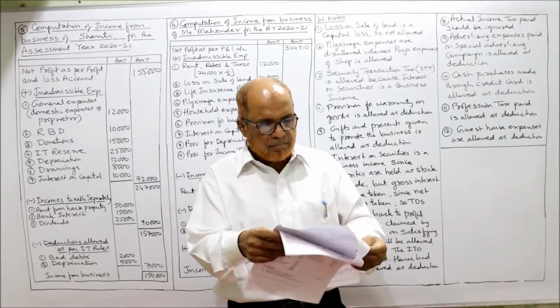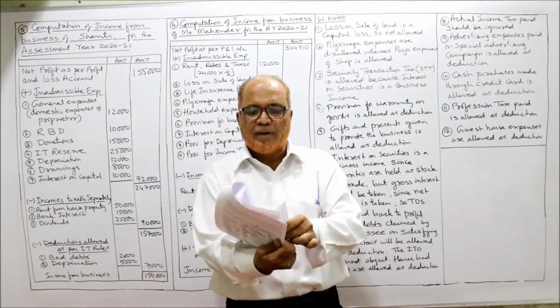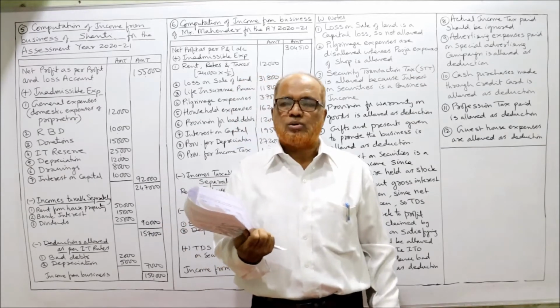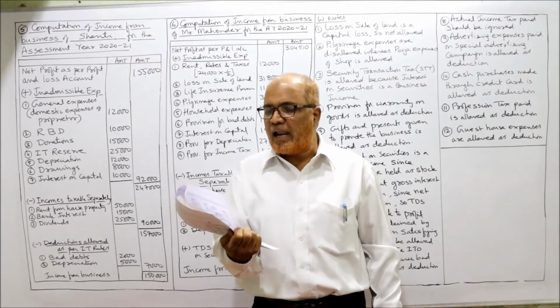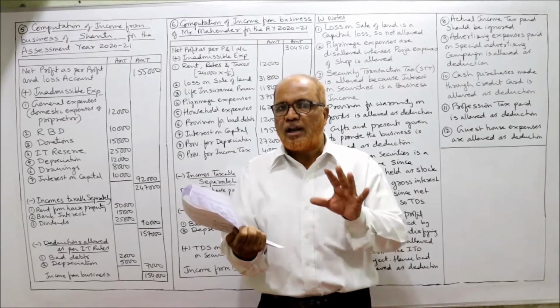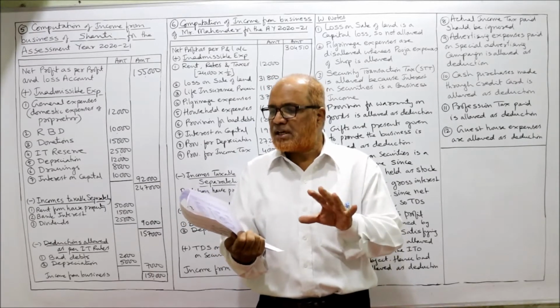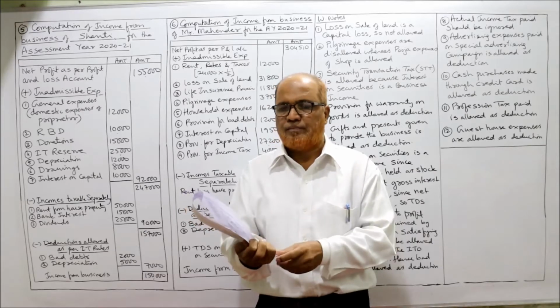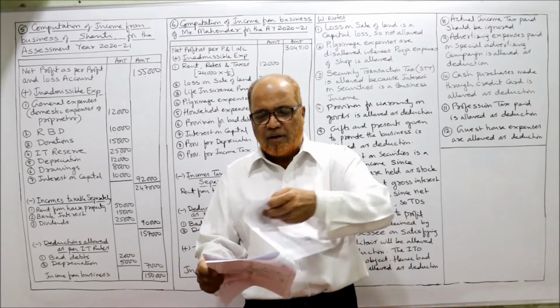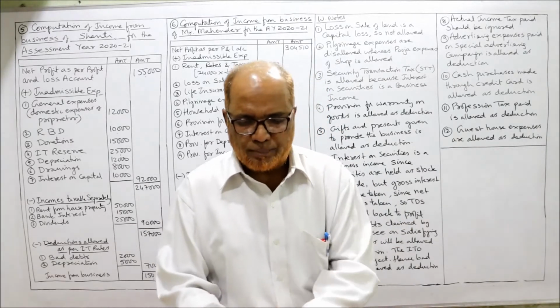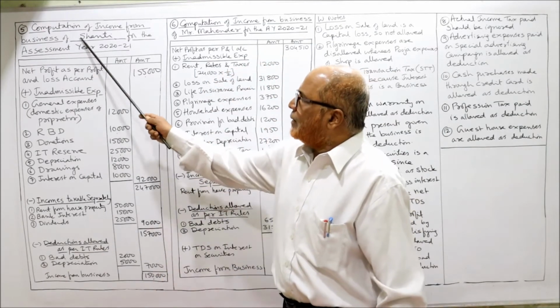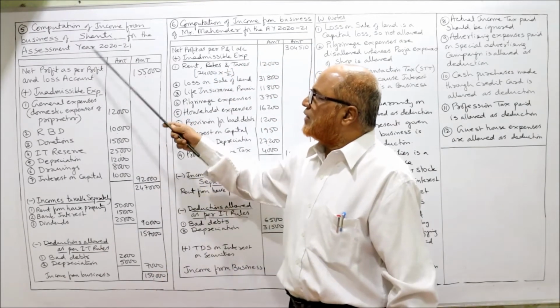Now some adjustments are given. Actual bad debts 2,000. Depreciation allowed 5,000. General expenses include domestic expense of proprietor 12,000. These 3 adjustments are given. Now first of all, we'll begin with our solution. Computation of income from business of Shanti for the assessment year.